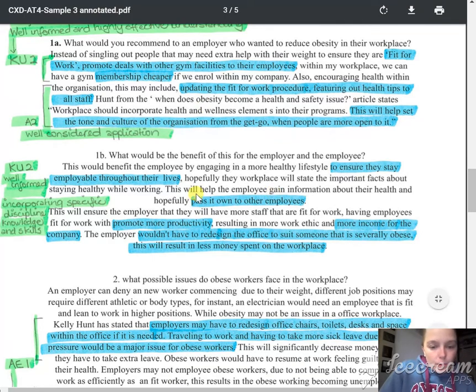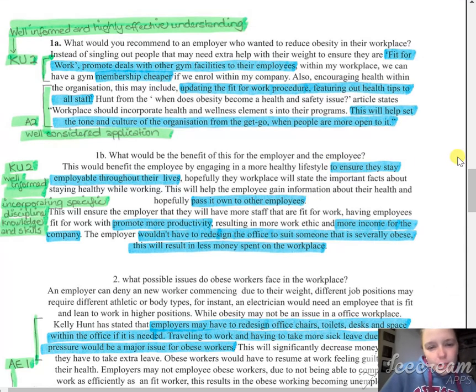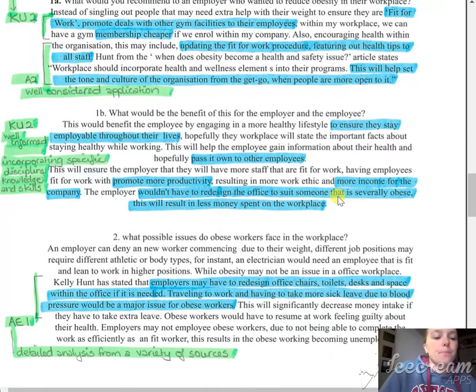This example, like you'll see here, says pass it on to other employees or ensure they stay employable. This is kind of the language of work, but not really specific. So when you write yours, you're going to be really specific with your terminology.